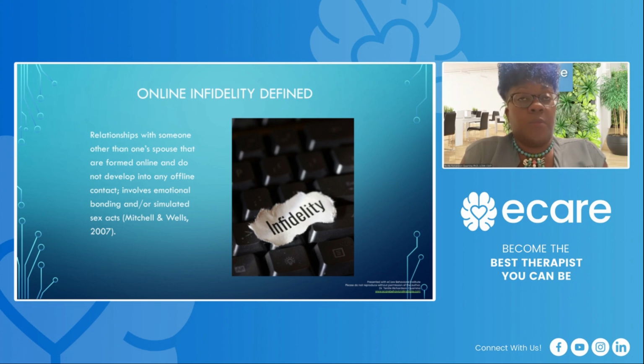And usually, like I said, most people have an understanding, a clear boundary of what they deem offline infidelity to be, whether that's kissing, flirting, hugging, holding hands, sex, whatever that is, we usually have a pretty good idea of what offline infidelity looks like. So online infidelity also involves emotional bonding. That's what Alex was looking for. That's what he started using those dating apps and social media for, and or simulated sex activities.